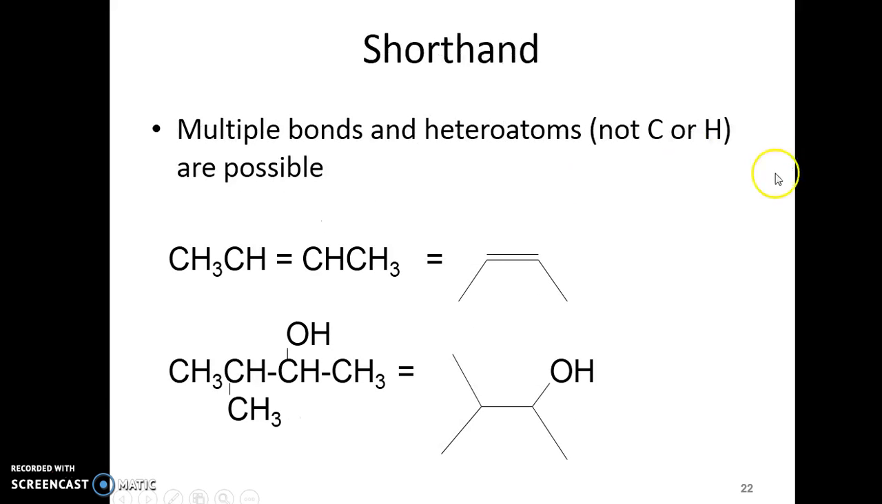We always show double and triple bonds in our shorthand. They're very important as they're different from the rest of the molecule. And we always show heteroatoms.